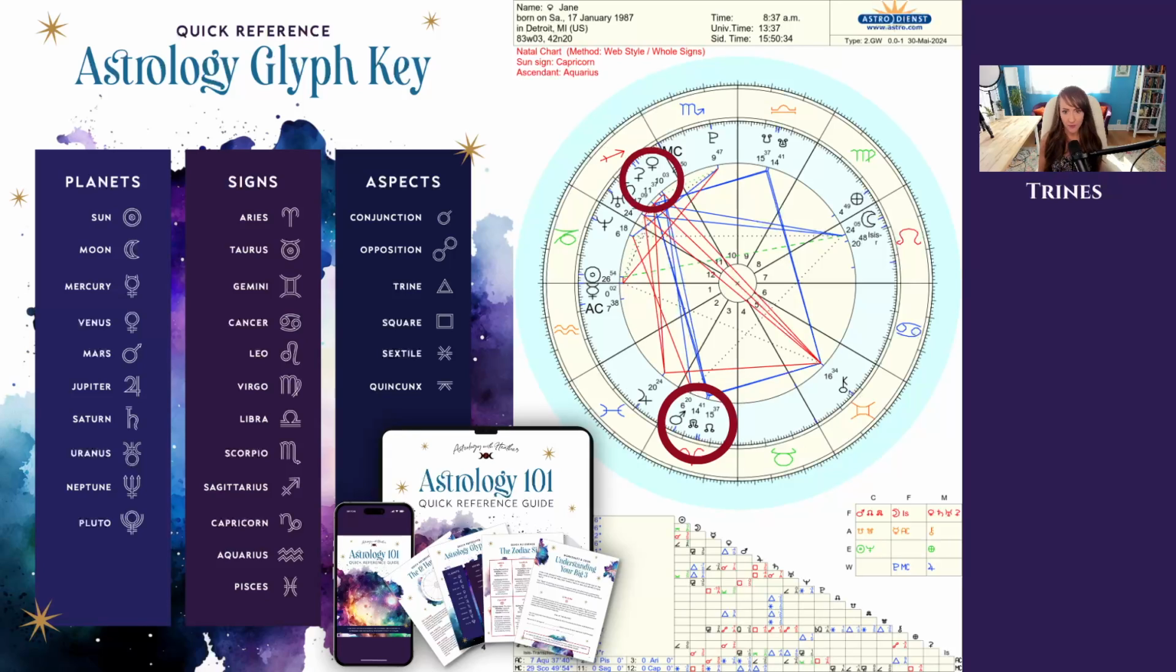Just like with all aspects, you can have sign-based trines or you can have degree-based trines. Sign-based trines are when planets are in different signs of the same element. And that's what trines are typically going to be. They're going to be planets in the same element. They share that energy. So what they don't share is the same modality. So they're not going to be in the same either cardinal, fixed, or mutable, but they will be either earth, air, fire, or water trines.